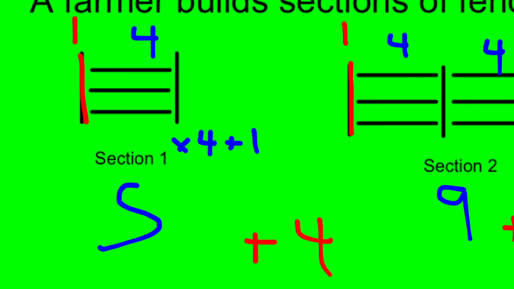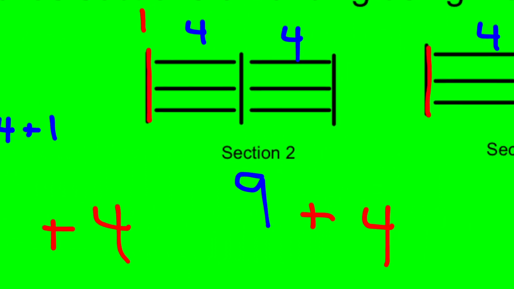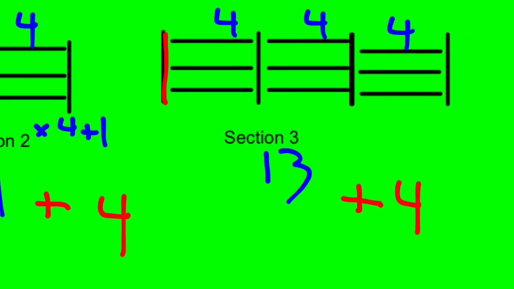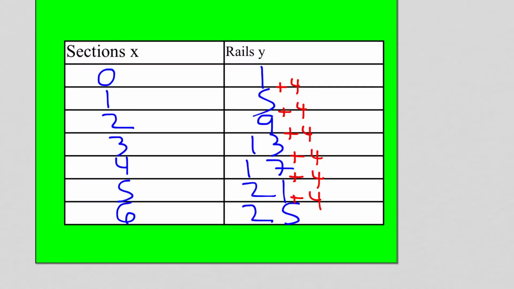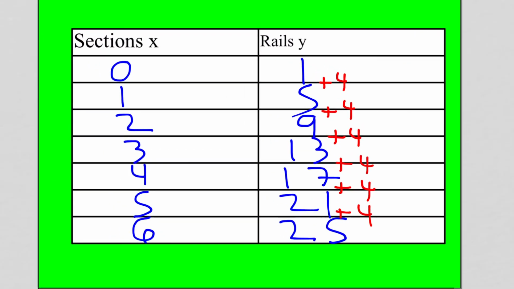1 times 4 is 4 plus 1 is 5. In section 2, you would do 2 times 4 plus the 1 you started out with is 9. In section 3, you would do 3 times 4 plus the 1 you started out with is 13, and so on. So we discovered this pattern in our chart. We could say sections times 4 plus 1 will always equal the rails.